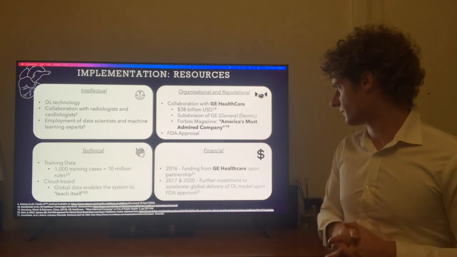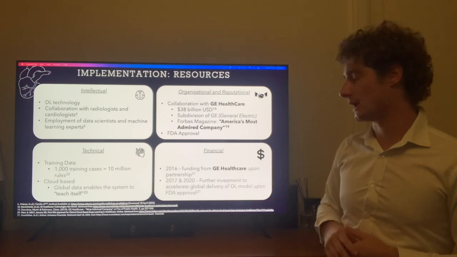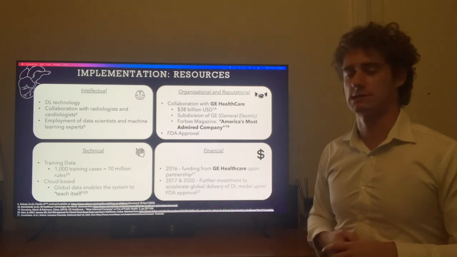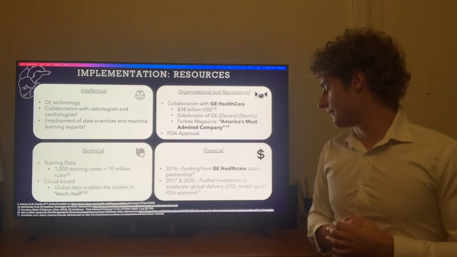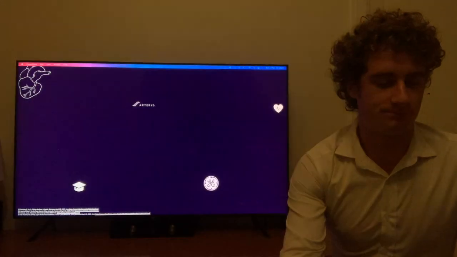Now, financial resources, there were huge amounts of funding from GE Healthcare upon their partnership, around a $12 million investment, and further investments to accelerate global delivery of this product following FDA approval in 2017 and 2020 respectively.